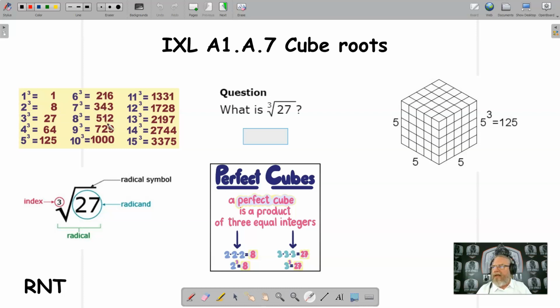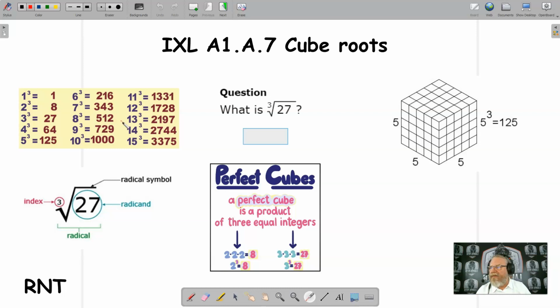So you might want to get a list of these perfect cubes. I got this from a web search. I just typed in perfect cubes and went to images, and I found this image here. You could do the same. You could use the one in this video if you'd like, or you could search one up on the internet and copy it to your desktop on your computer and keep it as a reference.